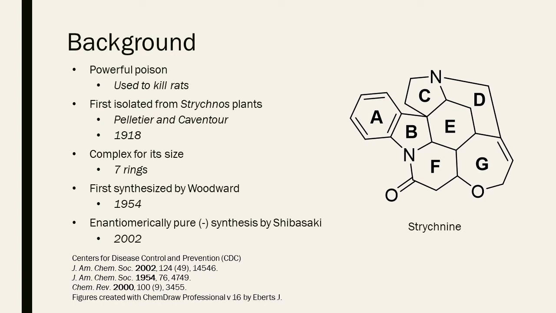It was first isolated from the strychnos family of plants by Pelletier and Caventou in 1818. It's very complex for its size. It has 7 rings, which makes it interesting to organic chemists. It was first synthesized by Woodward in 1954, and we'll review his process. Then an enantiomerically pure compound was synthesized by Shibasaki in 2002.